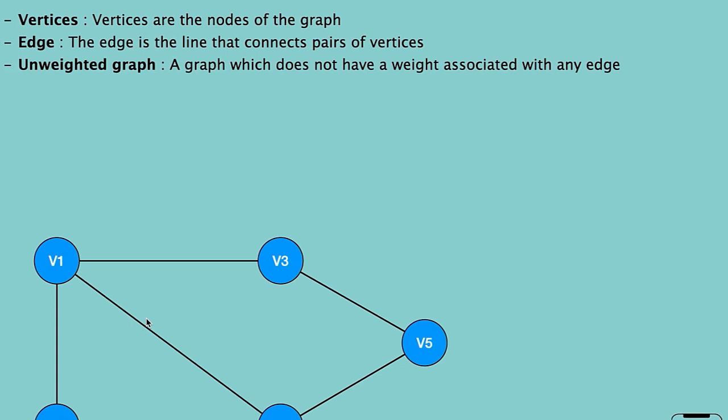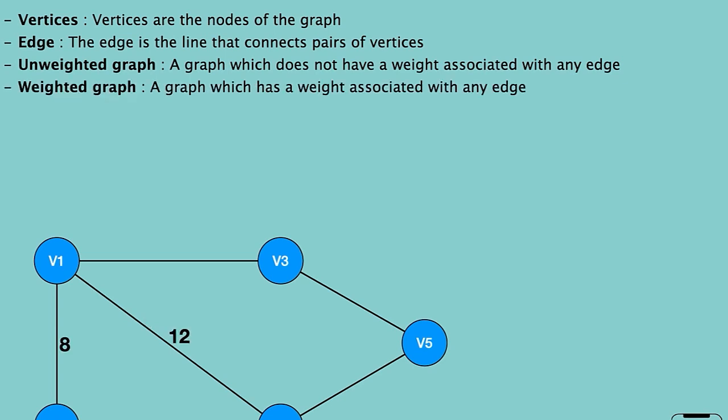Now in case we define any weight for the edges over here, this graph will be called a weighted graph. Here you can see that to travel from V1 to V2, it takes 8 units of time. Similarly, from V1 to V4, it takes 12 units to travel. This means that we have weights associated with the edges, so this graph is called a weighted graph.